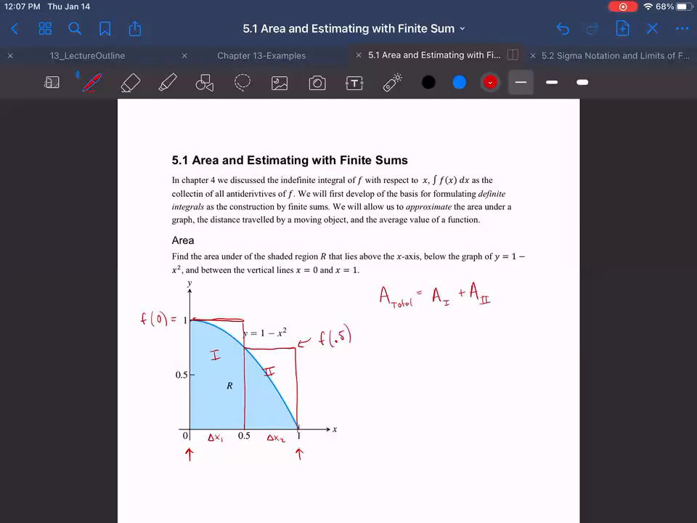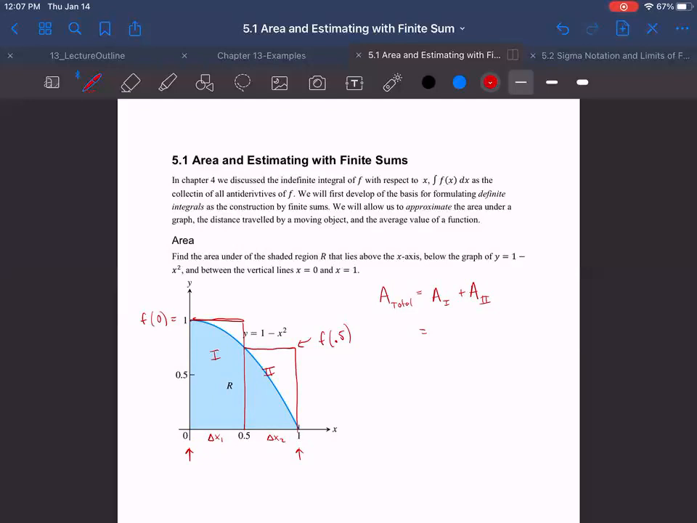Now, obviously, you can see that this is going to be a little greater than the blue area, but it gets us kind of a rough idea, at least for going through the motions of doing this. And of course, we can make the rectangles smaller to get more accurate. So we can do things to make this a little better.